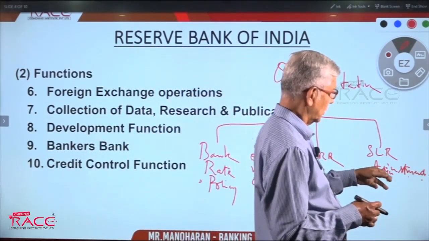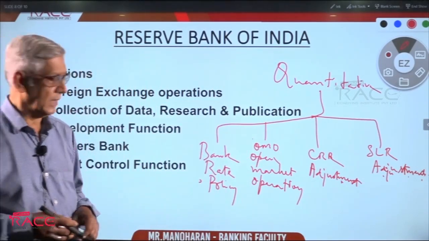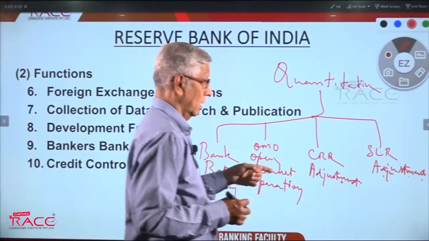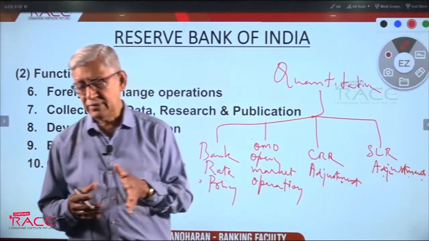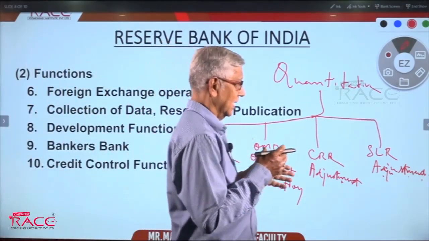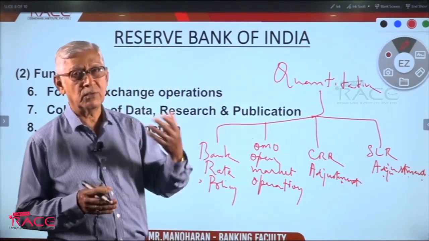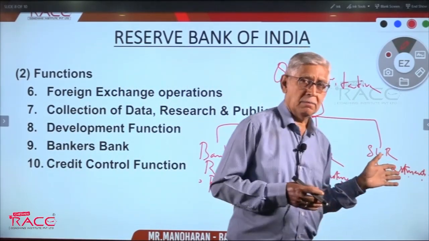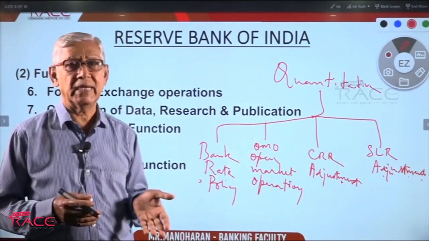Likewise, SLR, statutory liquidity ratio. Banks are expected to maintain a certain percentage of demand and time liabilities in approved securities. Reserve Bank of India fixes this rate SLR. By increasing or decreasing the SLR rate, banks are forced to increase or decrease the quantum of money at their disposal to give us loans. So, by increasing or decreasing the SLR, money at the disposal of the banks is increased or decreased. So, money supply getting into the market is increased or decreased.